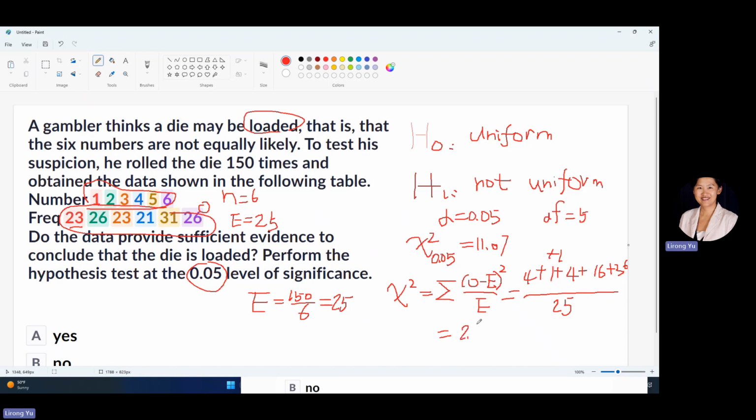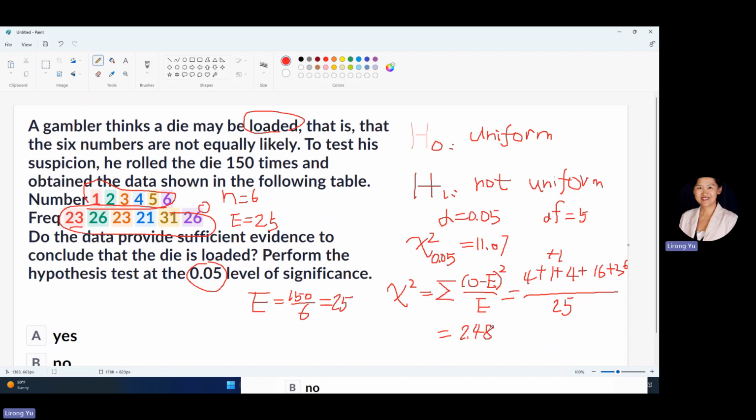So it's 2.48. So it looks like the deviation is reasonable. It's not as high as 11.07. So the result is, we have to answer, we reject the null hypothesis. So we're rejecting the uniform distribution, right? We do not reject. Yes, so the evidence of 2.48 is not high enough compared to the 11.07, so we do not reject. Therefore, it is a uniform distribution, and the die is not loaded.